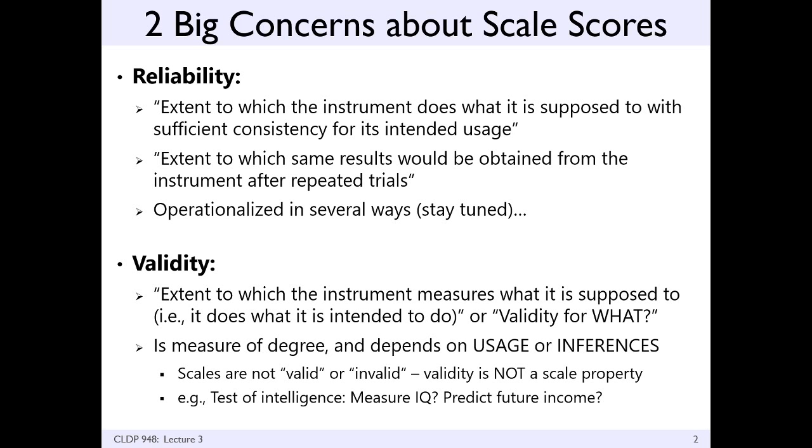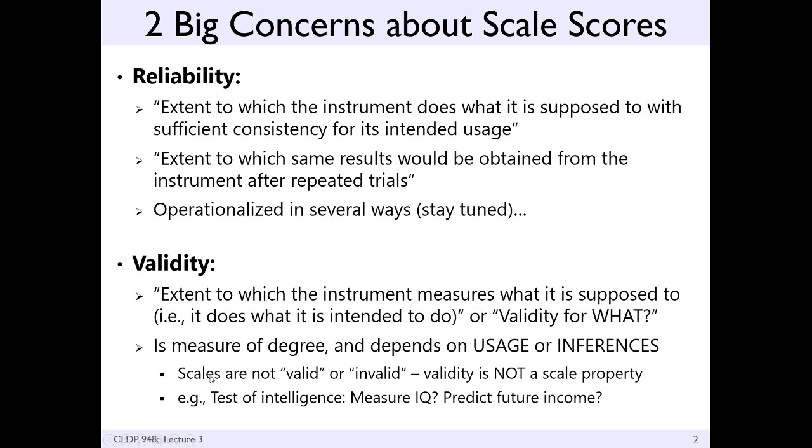Validity is whether or not the name that you've come up with for your factor is the right one. And that's a nuanced argument that you have to build over time with layers and layers of evidence of different forms. So validity for what is always the question. Scales themselves can never be valid or invalid. That's one of my pet peeves and a number of other people's as well.